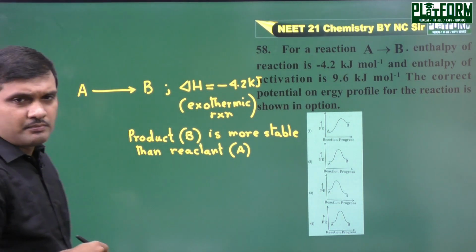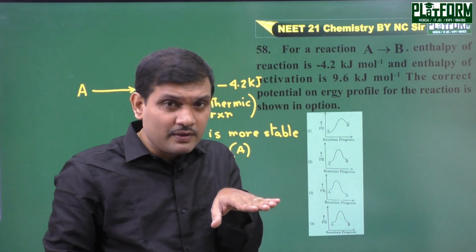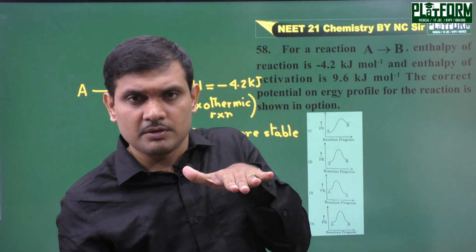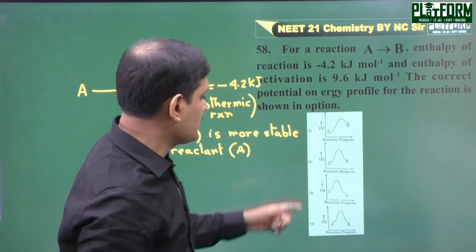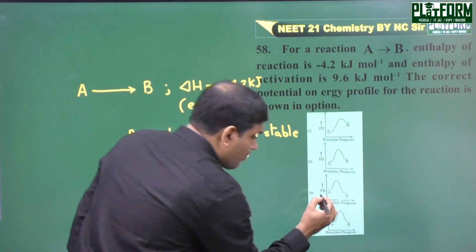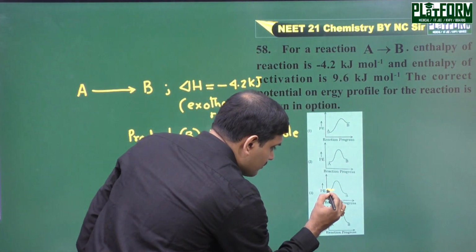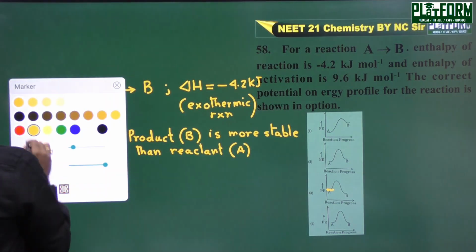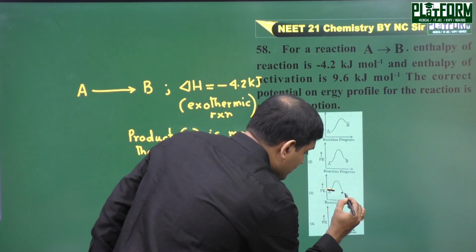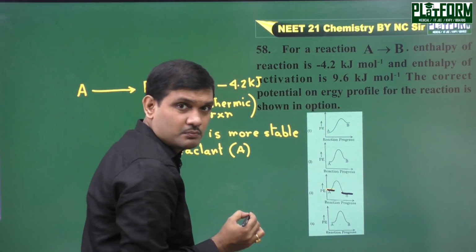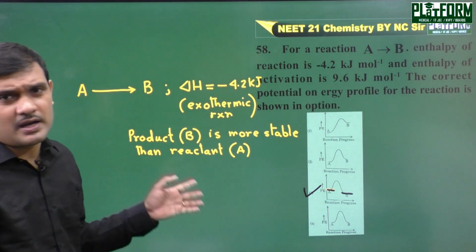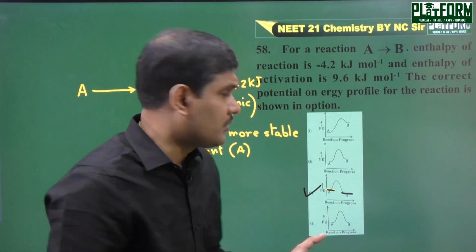So definitely in the energy profile diagram, the energy level of A will be in a higher position compared to the product level B. The product will have lower potential energy. Then find out in which case the product will have more stability. In option 3, just observe, definitely the reactant has higher energy and the product has lower energy. The product is more stable, so definitely I would go for option 3. It's a quite simple question.